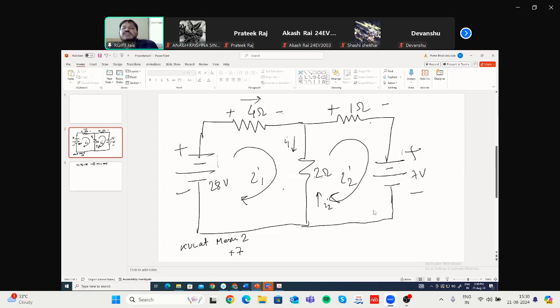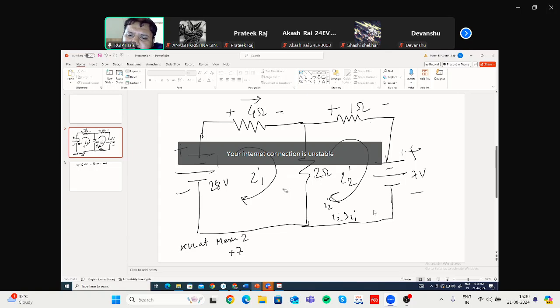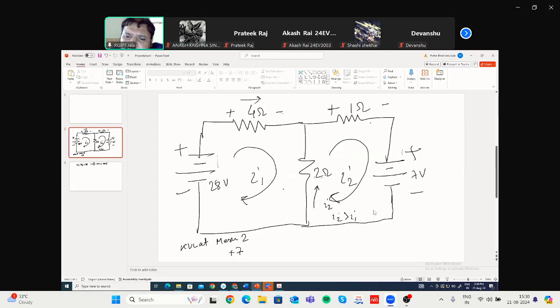What I have told is, when you are writing the KVL equation for a particular mesh, you have to consider that the current flowing in that mesh is the highest one. Here, let us consider I2 has the highest value, meaning I2 is greater than I1. Then the net current that will flow will be I2 minus I1, and it will be in this direction, bottom to top. Now applying Ohm's law, this will be plus, this will be minus.